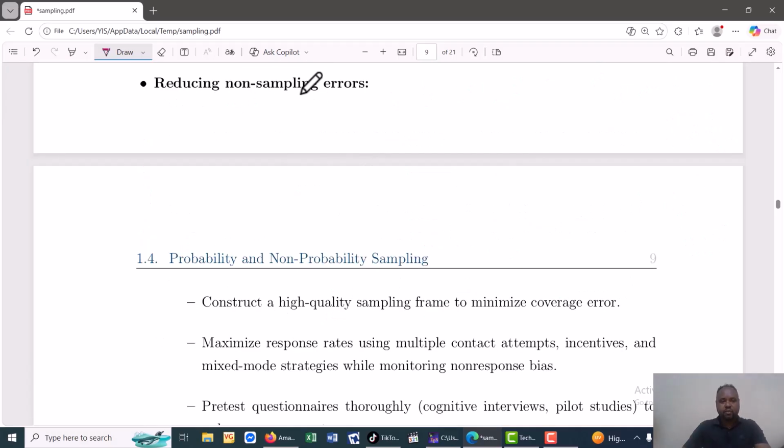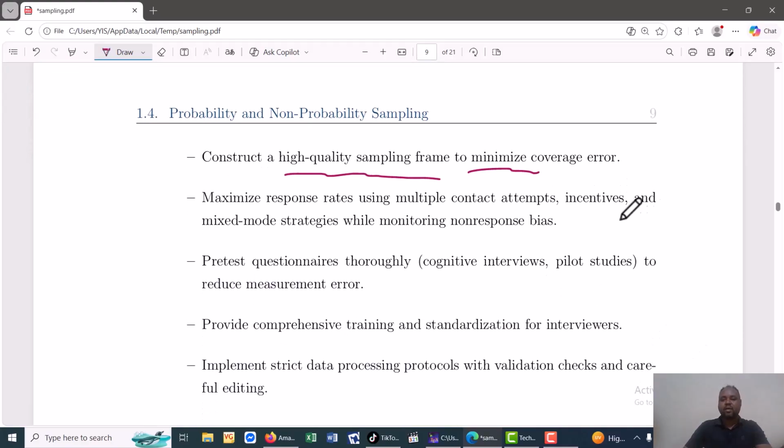And we can reduce non-sampling errors through constructing a high quality sampling frame to minimize coverage error. Coverage error is one possible way of introducing non-sampling error, right? So we can minimize that coverage error by making a high quality sampling frame. The other way is to maximize response rates. We maximize response rates using multiple contact attempts, right? By providing incentives and mixed mode strategies while monitoring non-response biases, right?